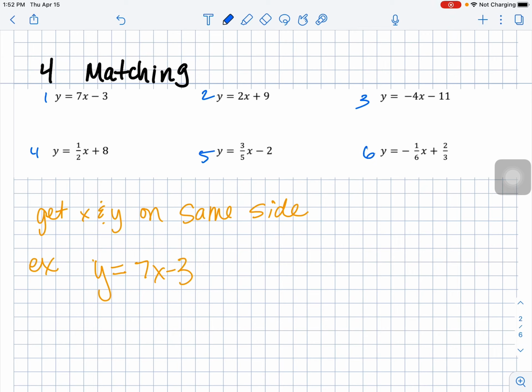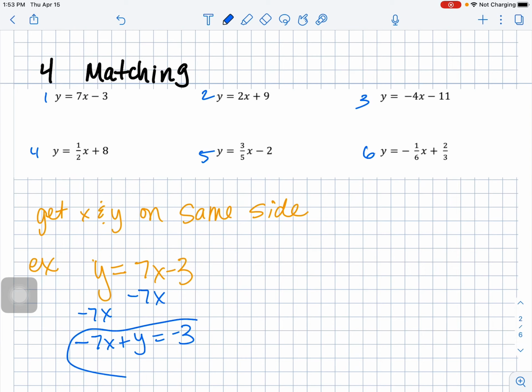And it wants you to match them with their same equation that is in standard form, which is basically asking you to get x and y on the same side. So we'll do this one as an example. Y equals 7x minus 3. I want to get the x on the other side, so I'm going to subtract 7x from both sides. And that leaves me with negative 7x plus y equals negative 3.